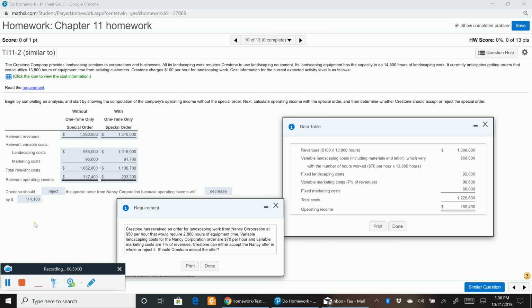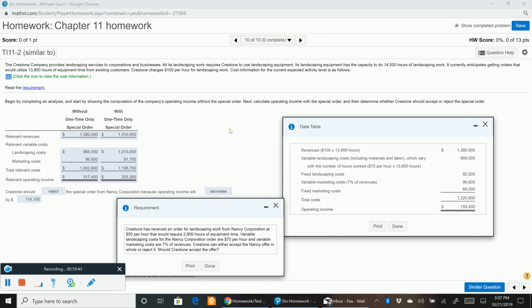So we have an opportunity to take a special order, and I'm reading down here in the bottom right requirement. We have an opportunity to work with a special order customer, Nancy Corporation, but they don't want to pay $100 an hour. They only want to pay $50 an hour, and it would require 2,800 hours of equipment time. If we accept this offer, the total variable landscaping costs are $70 per hour, and the variable marketing costs would be 7% of revenues. So let's discuss whether we should accept the offer or not.